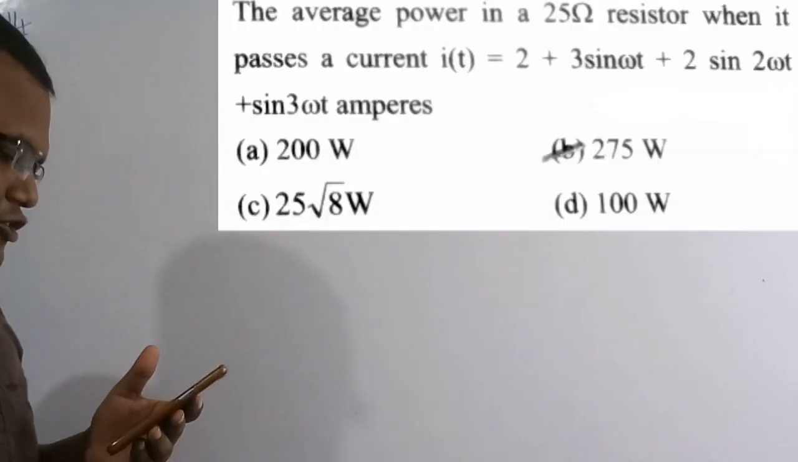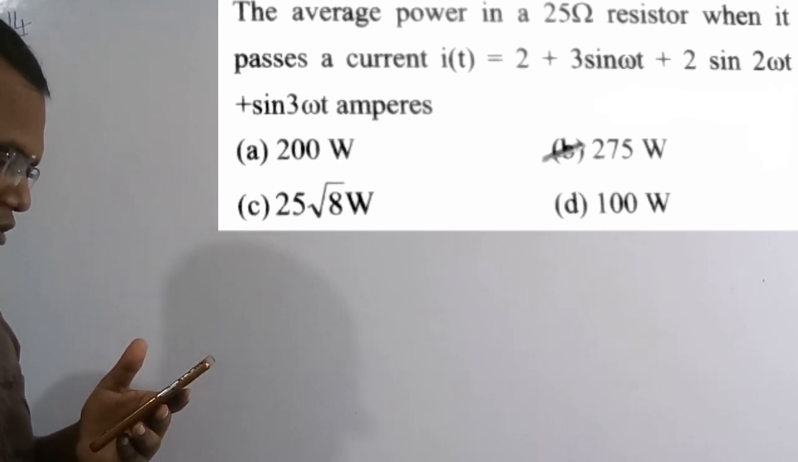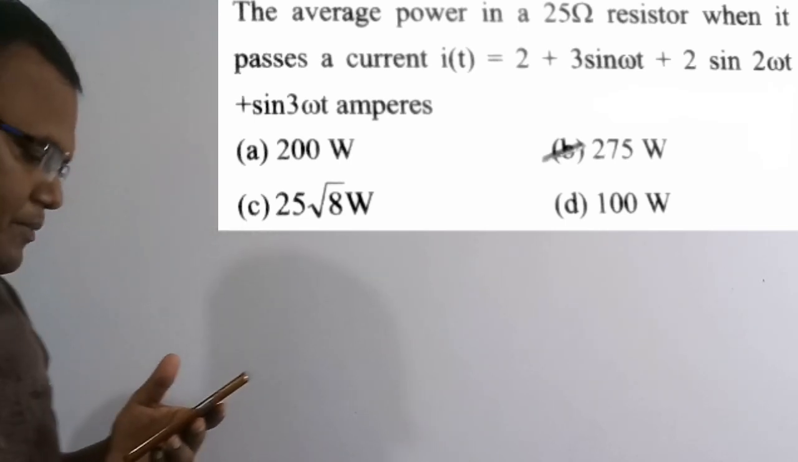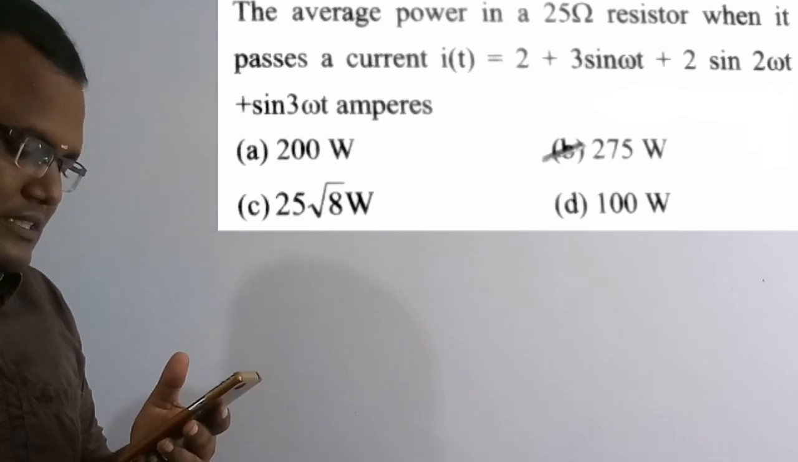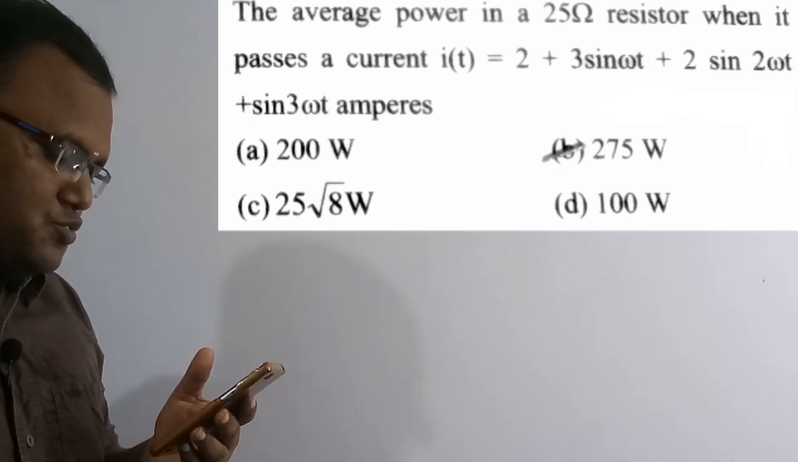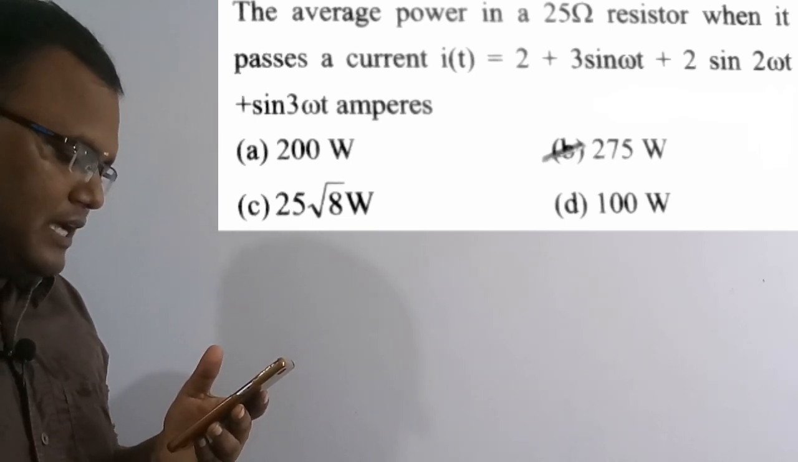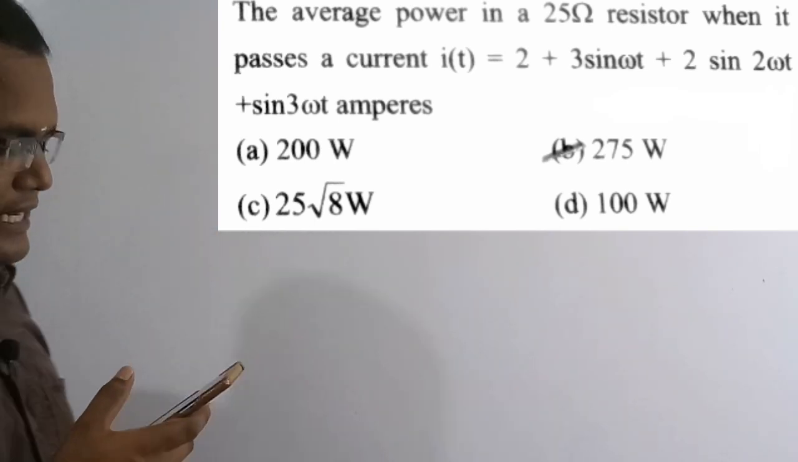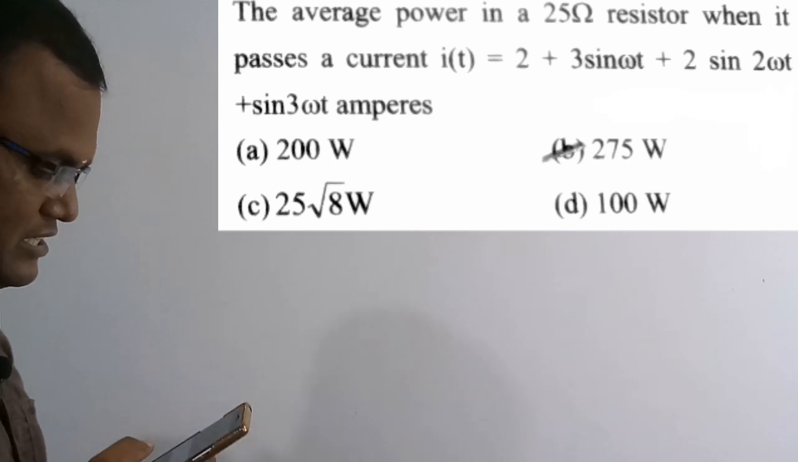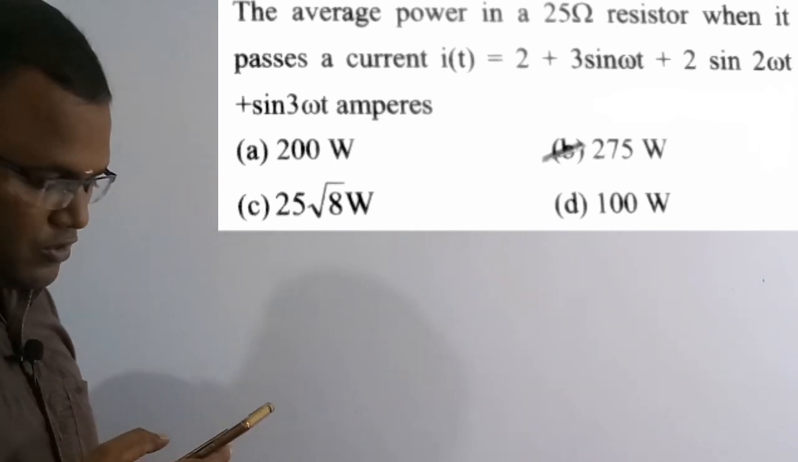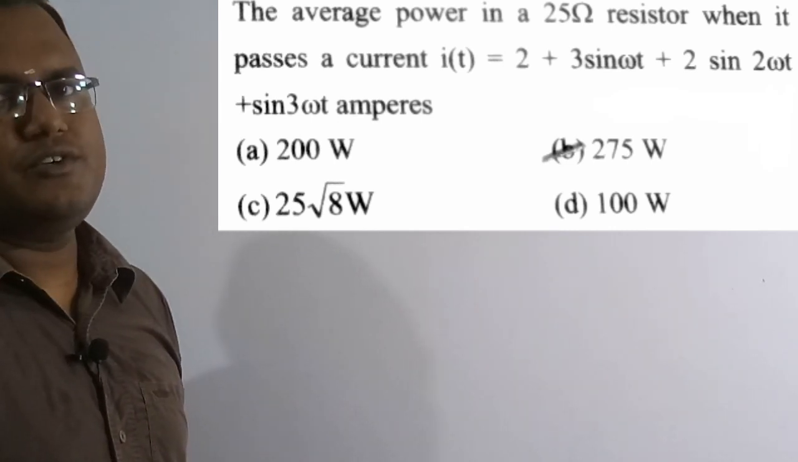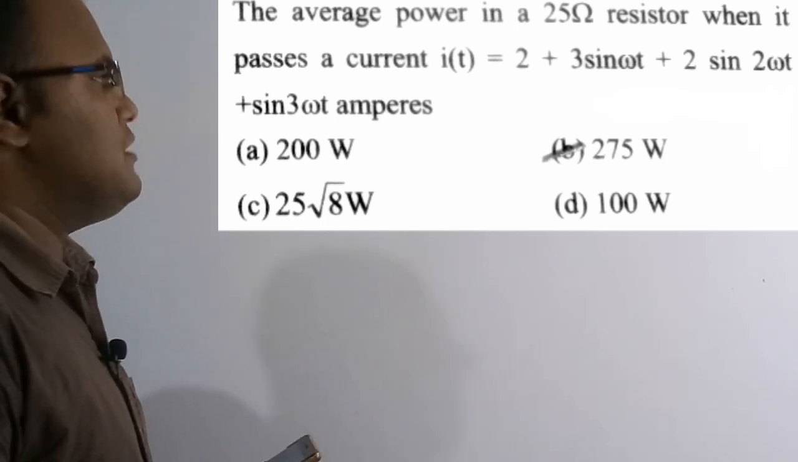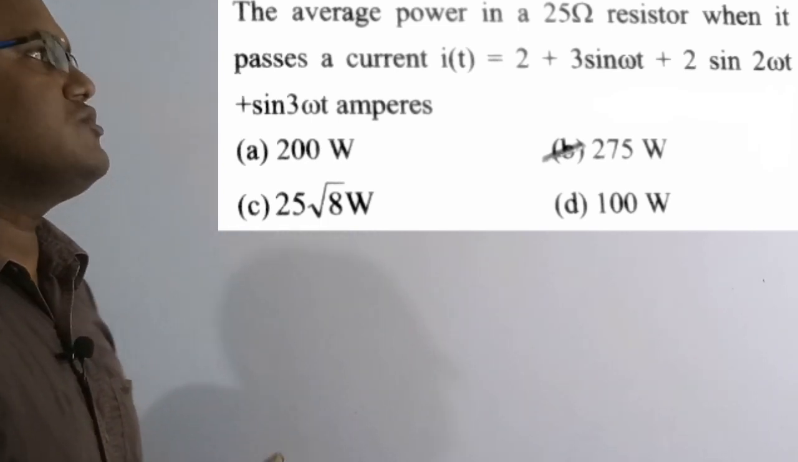So now we are going to solve the 14th question. See the question here. The average power in a 25 ohm resistor when it passes a current of i(t) = 2 + 3 sin ωt + 2 sin 2ωt + sin 3ωt amperes. So basically here there is a 25 ohm resistor and the current passing through this resistor is given by some expression. Now we have to find the average power. Option B, which is 275 watts, is the correct answer to this question.